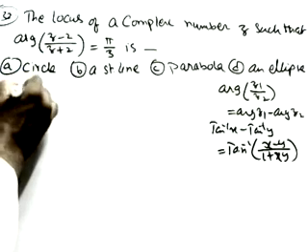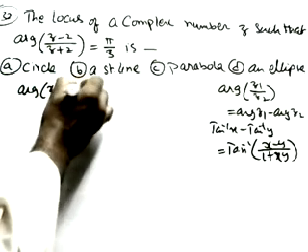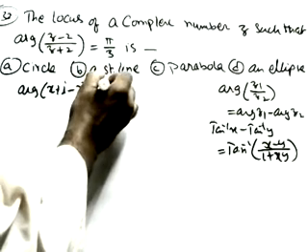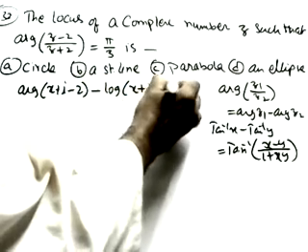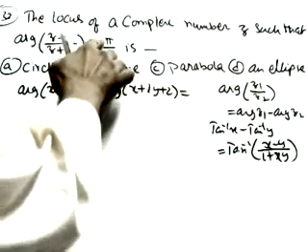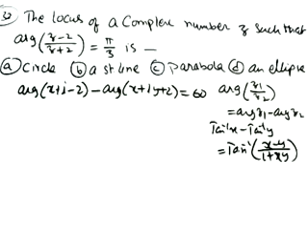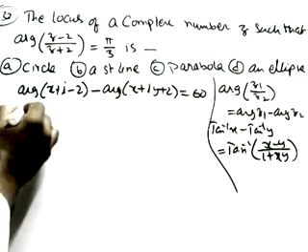Now let's use the formula. Argument of z1 by z2 is argument of z1 minus argument of z2. What is z1? x plus iy minus 2, minus argument of z2, x plus iy plus 2, equals to, sorry, this is argument. What is pi by 3? 60 degrees.